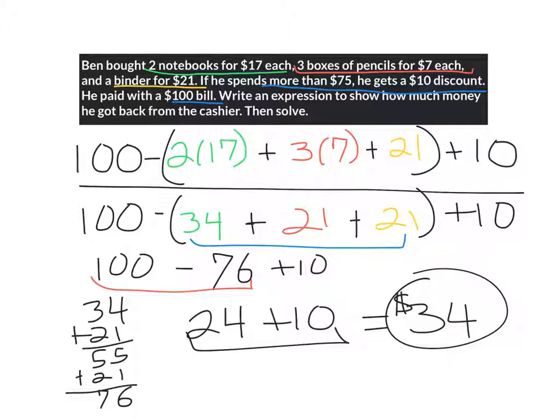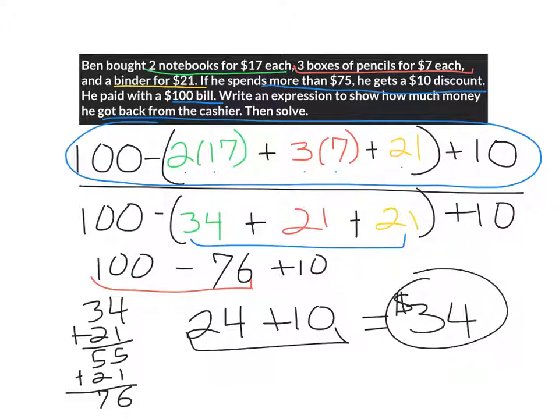So now what we really want to pay attention to was this initial expression. Remember, it's an expression because it doesn't have an equal sign. We want to make sure it matches the problem. So we bought 2 notebooks for $17 each. That's 2 times 17. 3 boxes of pencils for $7 each. That's 7 times 3. And 1 binder for 21. And the reason we added these all up is because we have to add up the cost of each one. 2 times 17 plus 3 times 7 plus 21.